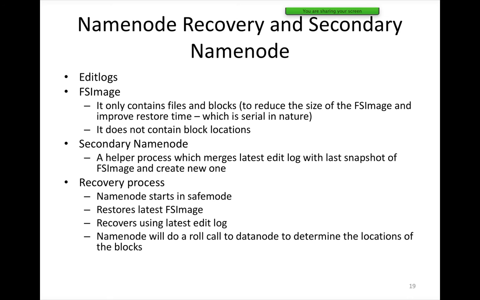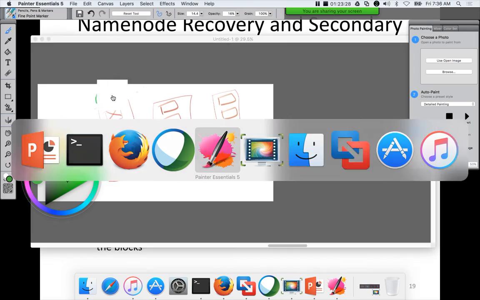For that reason, what they have decided is to create another file structure called fs image. So fs image is a snapshot of the name node at regular intervals. Every 1 hour or every 1 million transactions in the edit log, whichever happens first, those will be merged into the last fs image, which will behave like a snapshot for the name node. So I will use the whiteboard here so that you can understand in detail.